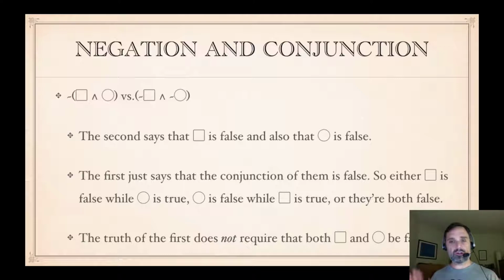So the truth of the first does not require that both of them be false. If the second one is true, then the first one is true. The second one implies the first one, but not vice versa. The first one could be true, the conjunction could be false, because, let's say, square is false and circle is true, and then the second one here, not square and not circle, would not be true.